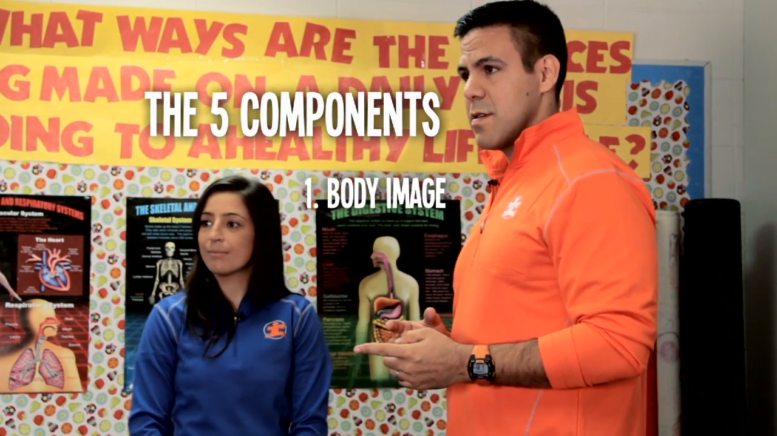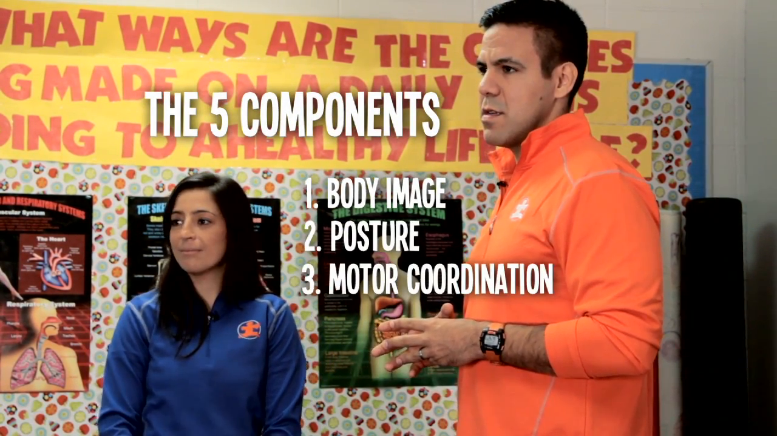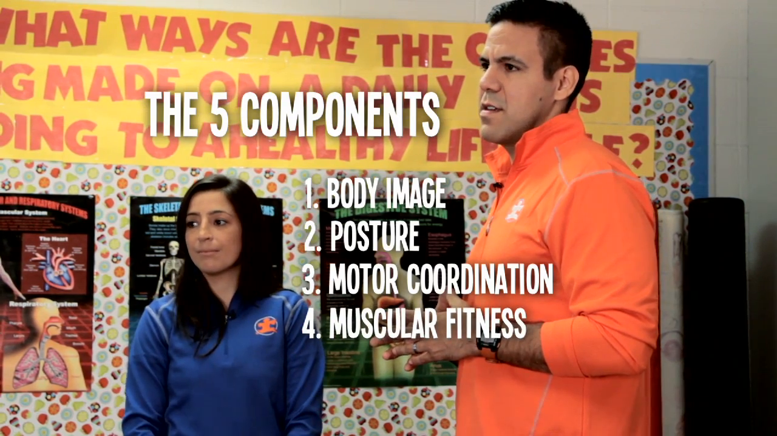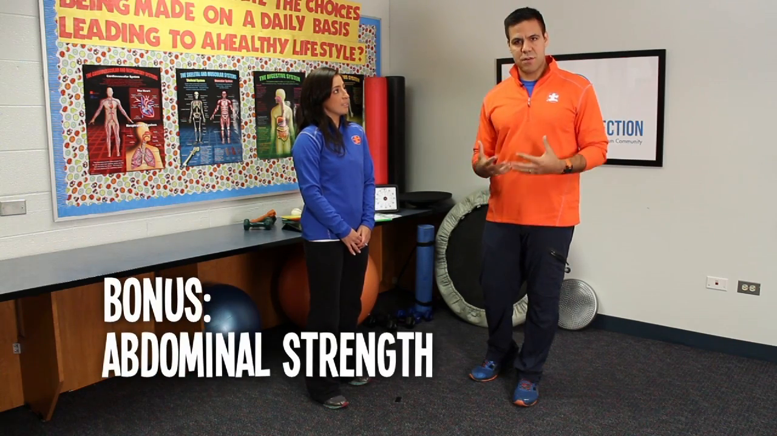The first standard that Ashley mentioned was teaching the 5 components. The 5 components are body image, posture, motor coordination, muscular fitness, cardiovascular fitness, and within our visual exercise system, we have a bonus component, which is abdominal strength.